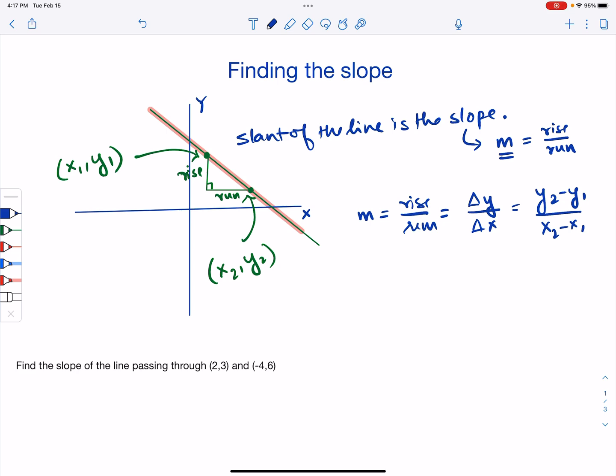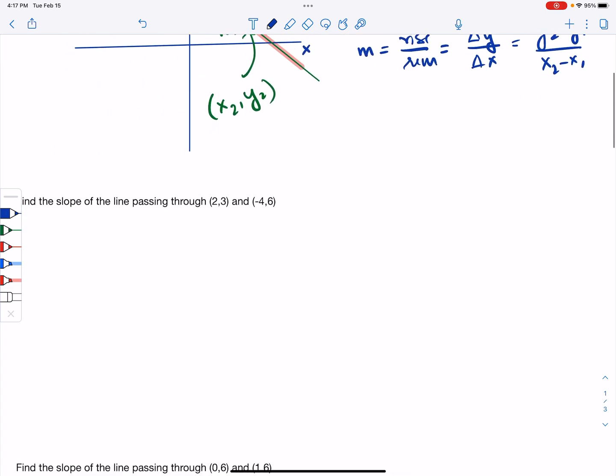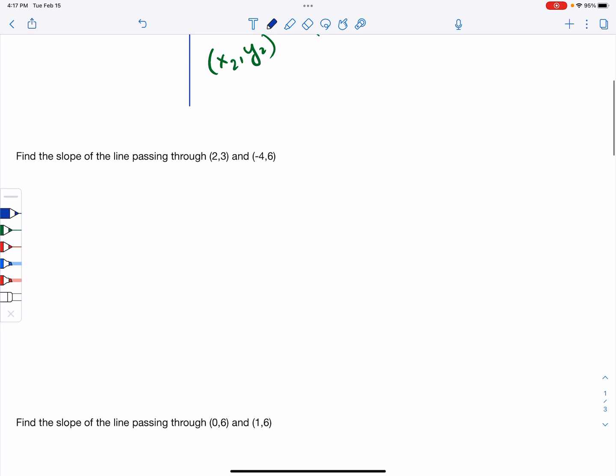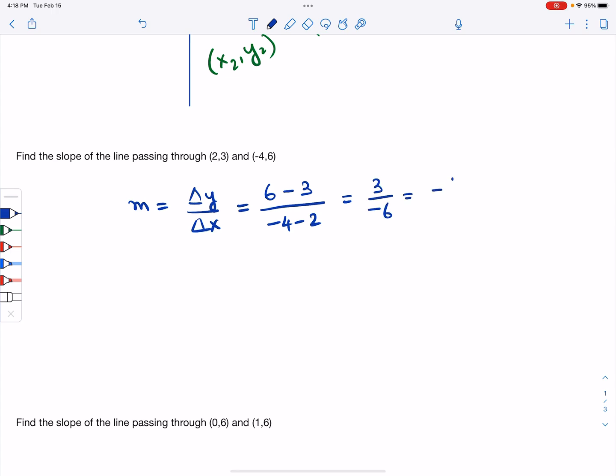So we can use that formula to find the slope of a line. Let's apply that formula to the first problem. It says, find the slope of the line passing through (2, 3) and (-4, 6). So m, the slope, is equal to change in y over change in x. The change in y is 6 minus 3, because that's the y in the second coordinate and that's the y in the first coordinate, over the change in x, which is -4 minus 2. When I simplify this, I get 3 over -6, which simplifies to -1/2. So the slope of this line is -1/2, and that's pretty much it.